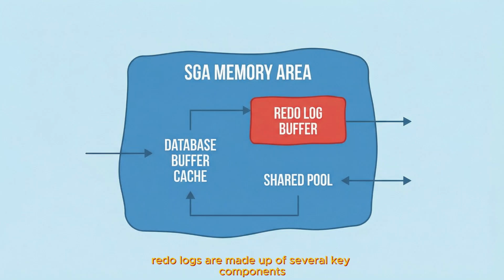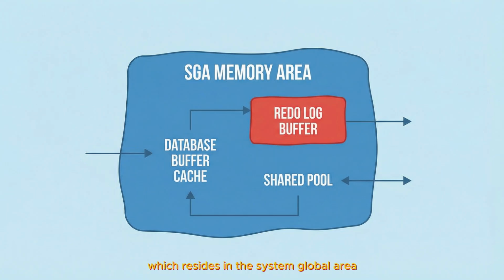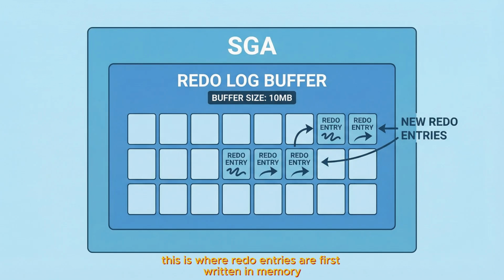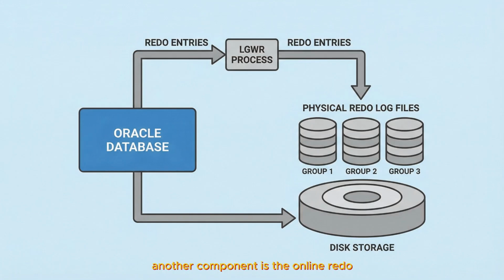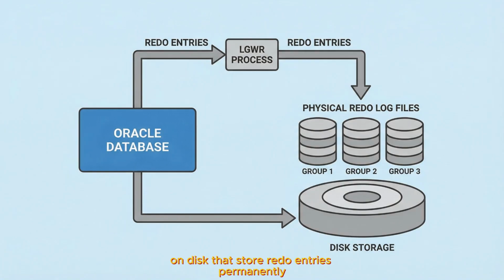Redo logs are made up of several key components. One of them is the redo log buffer, which resides in the system global area. This is where redo entries are first written in memory. Another component is the online redo log files themselves. These are physical files on disk that store redo entries permanently.